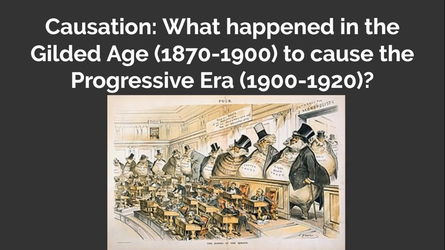Today we are preparing for the AP exam by looking at what caused the Progressive Era. The Progressive Era ran roughly from 1900 to 1920 and was an era of government reform and action. So in order to answer this question, we need to look at the previous era, because the Progressive Era was a reaction to it. And what was that era? It is called the Gilded Age, which ran roughly from 1870 to 1900.